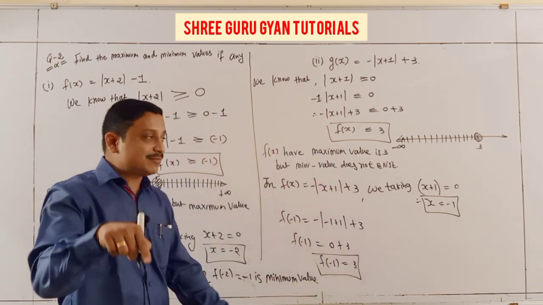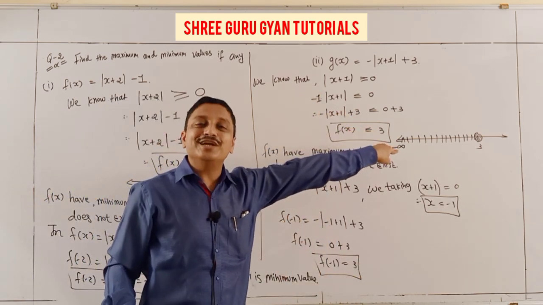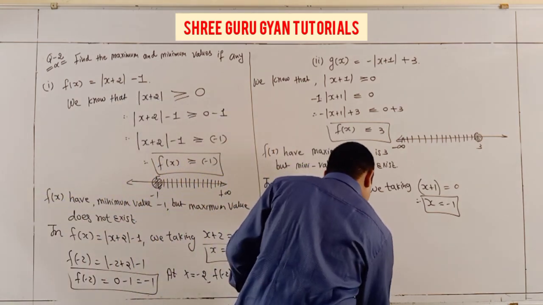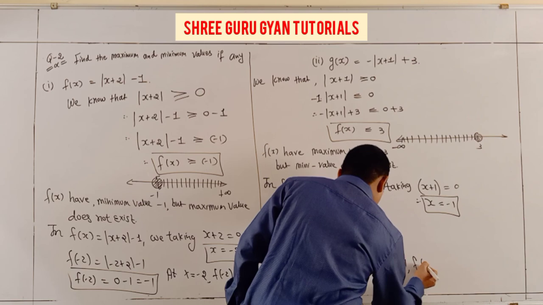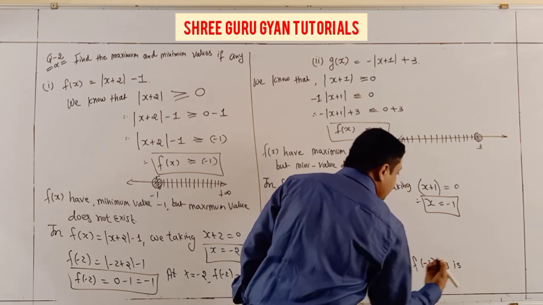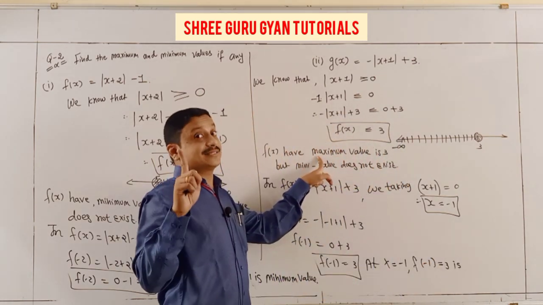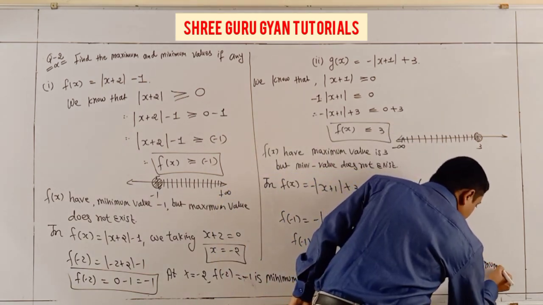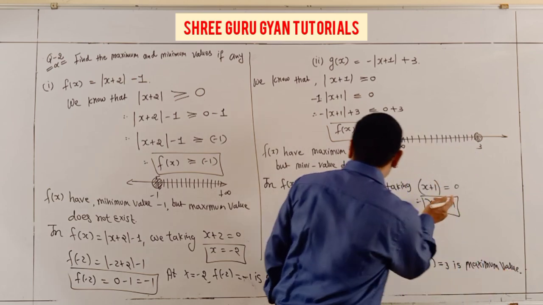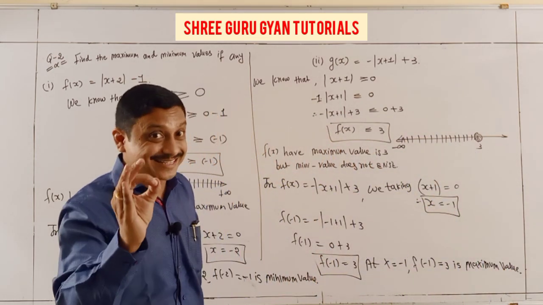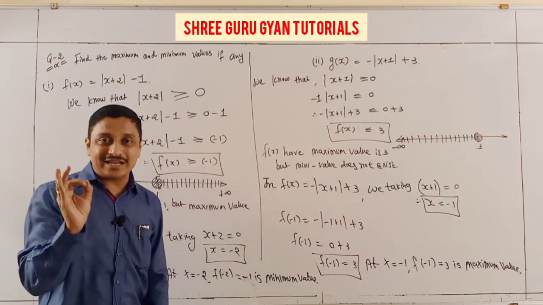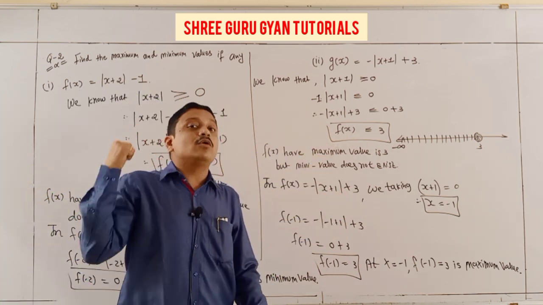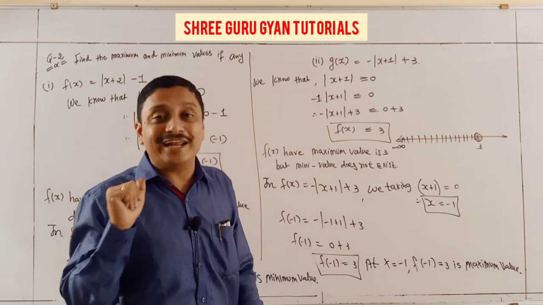And that number is actually already plotted on the drawing. So students, f of minus 1 equal to 3, and that's why I write down at x is equal to minus 1, f of minus 1 equal to 3. What is it? It is a maximum value. Here it is the maximum value and your minimum value does not exist. I hope you understood that numerical. Here we cannot take the derivative, because of the modulus.